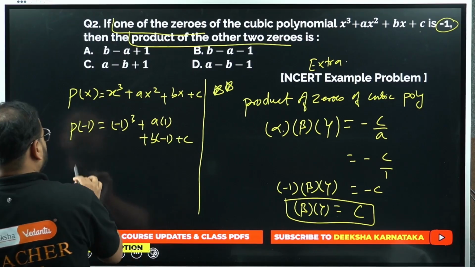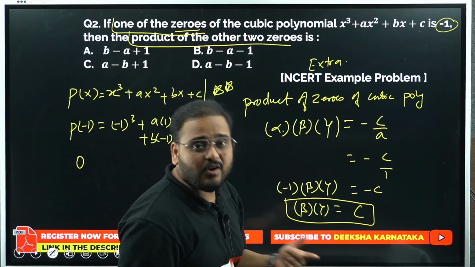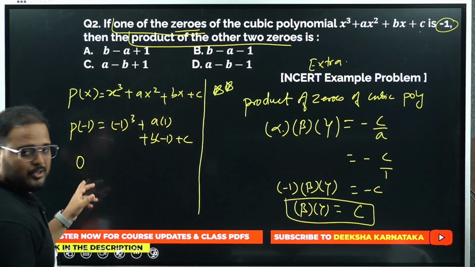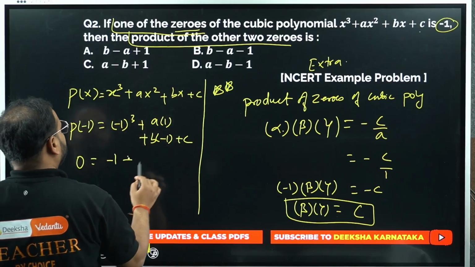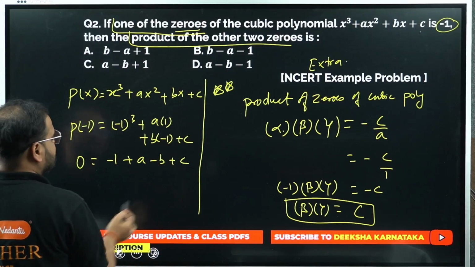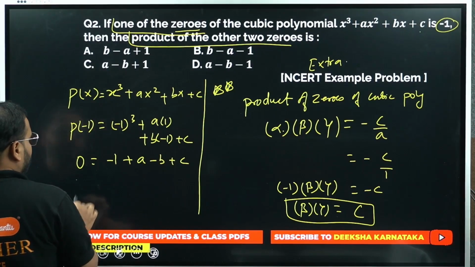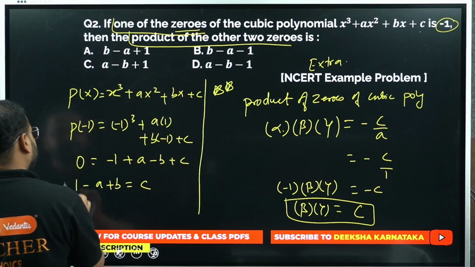P of minus 1 will be what? 0. How come so? They have given here that minus 1 is the zero of the polynomial. It means it will make the polynomial 0 if you substitute it for x. This will become minus 1 plus a minus b plus c. Bring everything over here except for c. You're going to get plus 1 minus a plus b equals c.